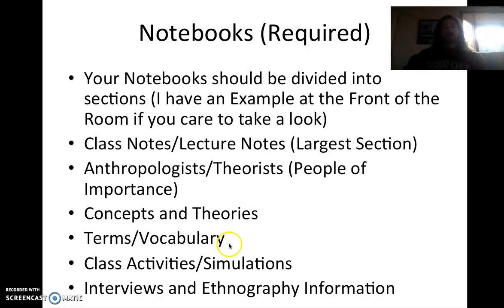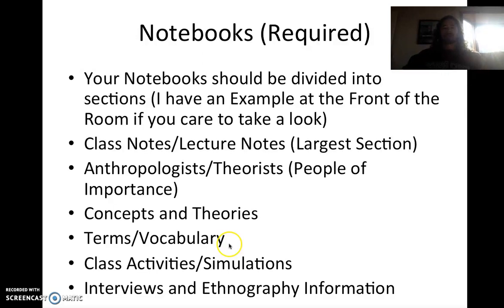Notebooks. I tend to require notebooks. Obviously, there's no way for me to truly keep track of this for you. I think that it's very important to have one, especially in an online course where I'm going to do video lecture a lot. You may want to be able to take class notes or lecture notes. This is how I would break up the notebook, just to keep it organized. And again, this is your thing, right?